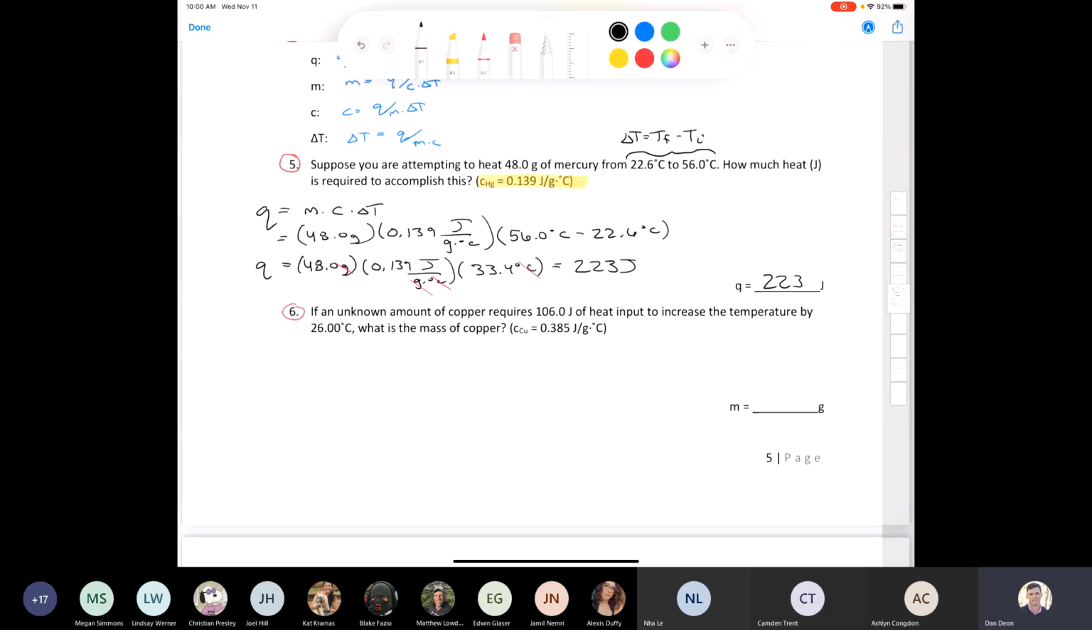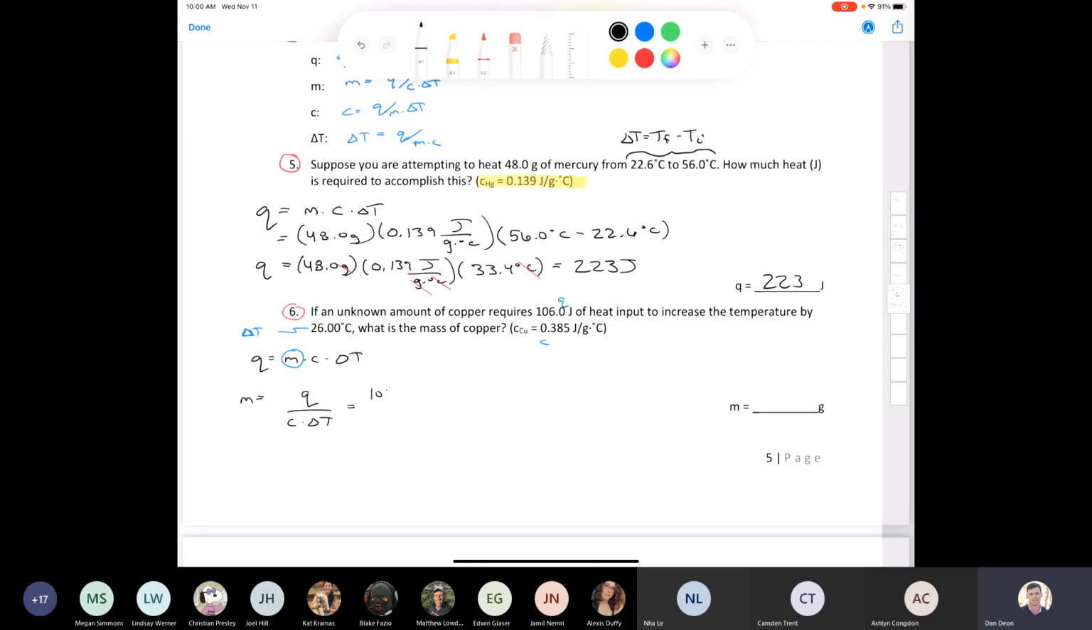How did these students solve this problem? They said, okay, well, I know that Q is equal to M times C times delta T. I'm given my Q, I'm given my C, and I'm given my delta T. You don't even have to calculate delta T. They just tell you the temperature goes up by 26 degrees Celsius. And so all we have to do is isolate M. And we did that a few minutes ago. We said that M is equal to Q divided by C times delta T. Then we just fill in the blanks, right?